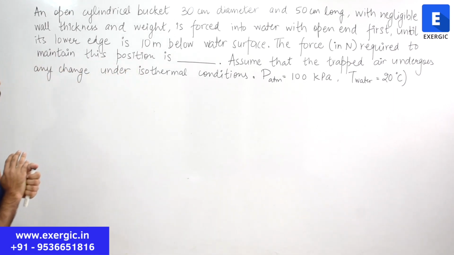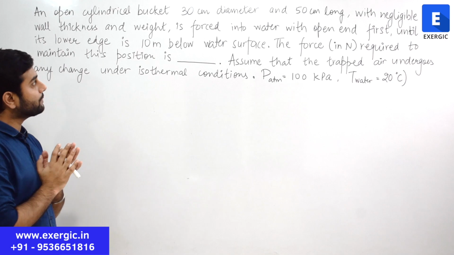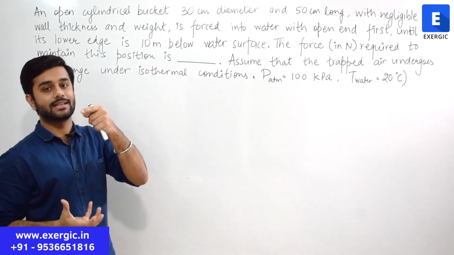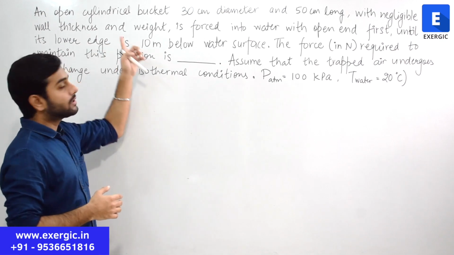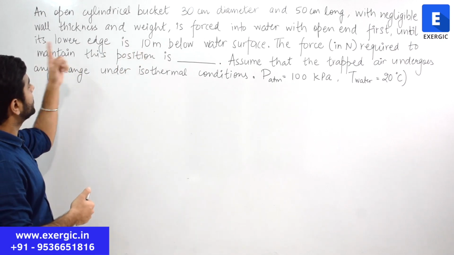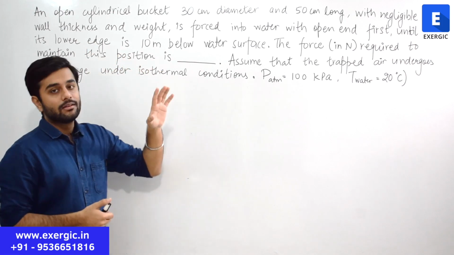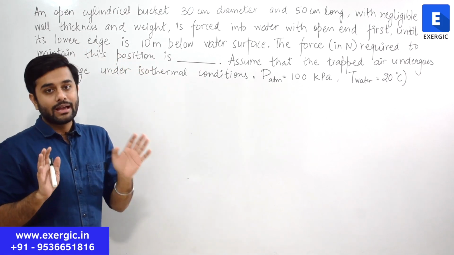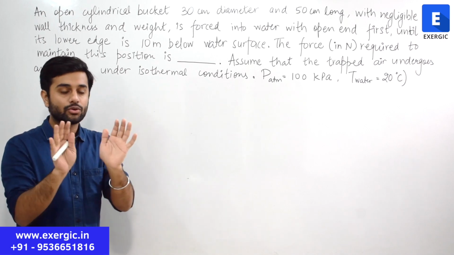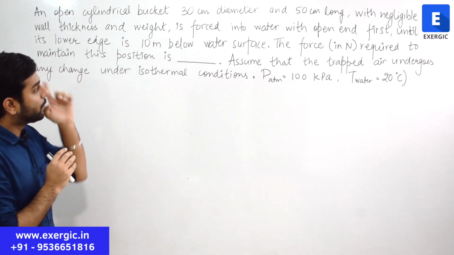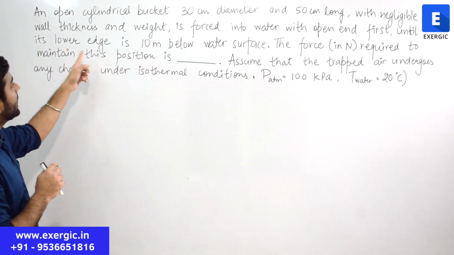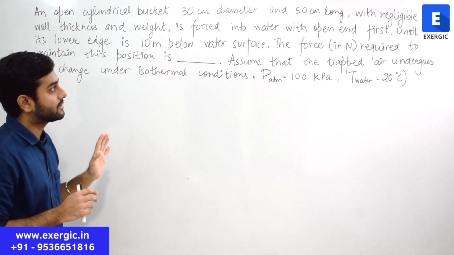Question says that an open cylindrical bucket, 30 centimeter in diameter and 50 centimeter long, or 50 centimeter is the height of that. So it's a cylindrical bucket and it is open from one end, with negligible wall thickness and weight. Its mass is negligible and its wall thickness is also negligible. The thickness of the walls you do not have to consider. It is forced into the water with open end first until its lower edge is 10 meter below the water surface.